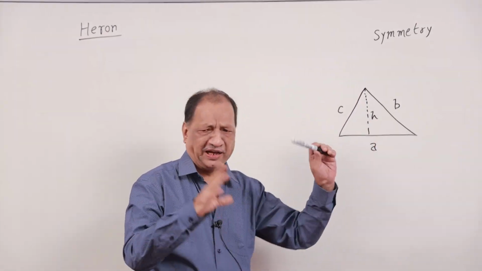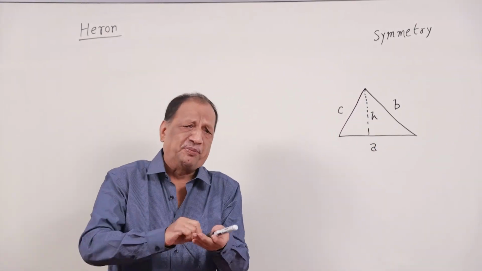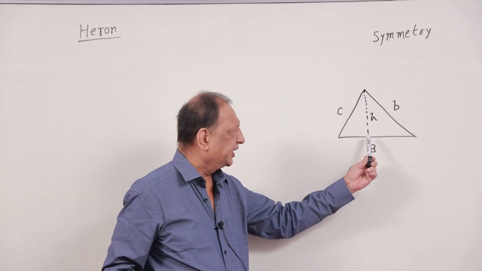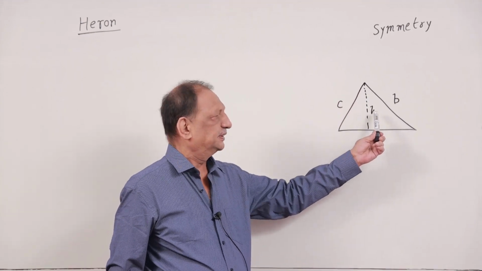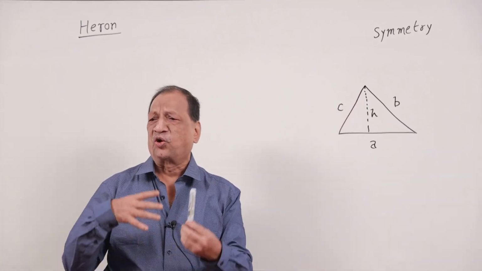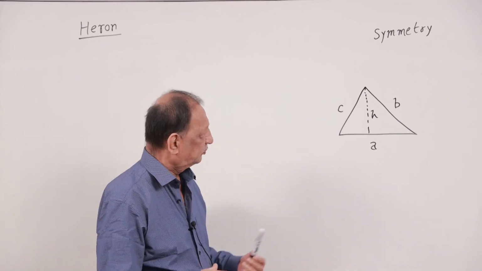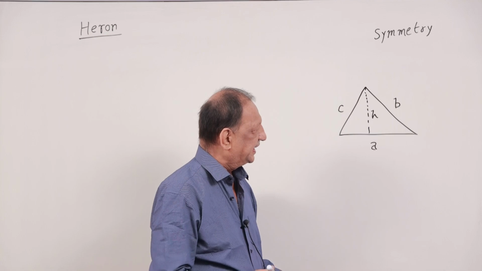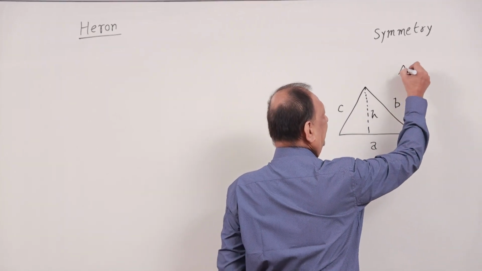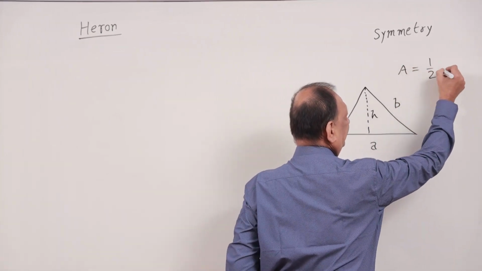Now a, b, c are known values. We know those values, we have measured them. Now we dropped a perpendicular on paper. I called it h. h is an unknown. We don't know it. We have to calculate the value of h actually. Once you calculate the value of h, area is very simple. Area will be half a h.